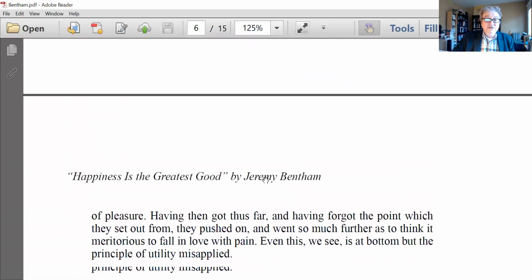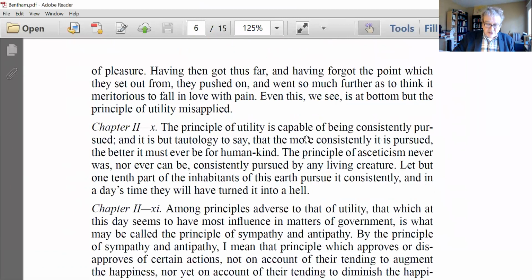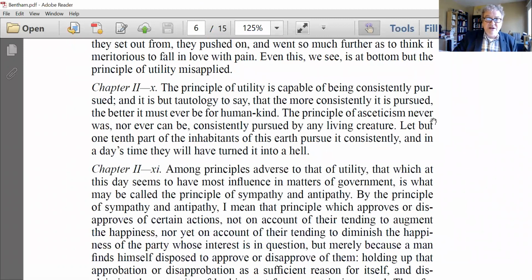Right. So the principle of utility is capable of being consistently pursued. Okay, that's a good thing about the principle of utility, whereas the principle of asceticism never was, nor ever can be, consistently pursued. And in a day's time, if some one-tenth part of the inhabitants of the earth pursue asceticism consistently, they will have turned it into a hell.